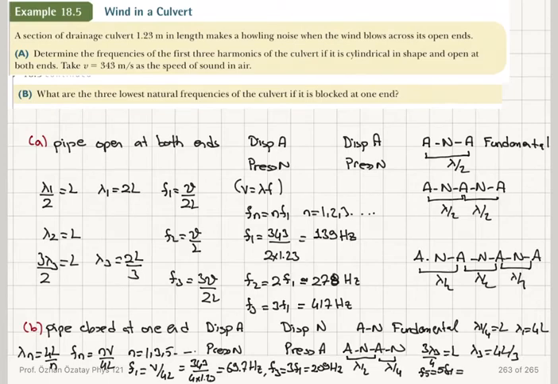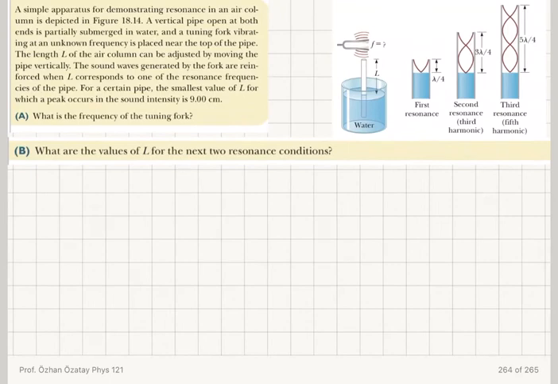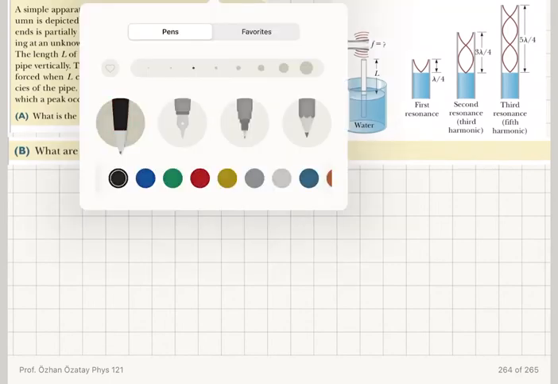Then I can calculate f5. f5 is 5 times f1, that is 348.5 Hertz. So I can see that the frequencies of the first three harmonics will change if I close one end. Let's look at one more example.